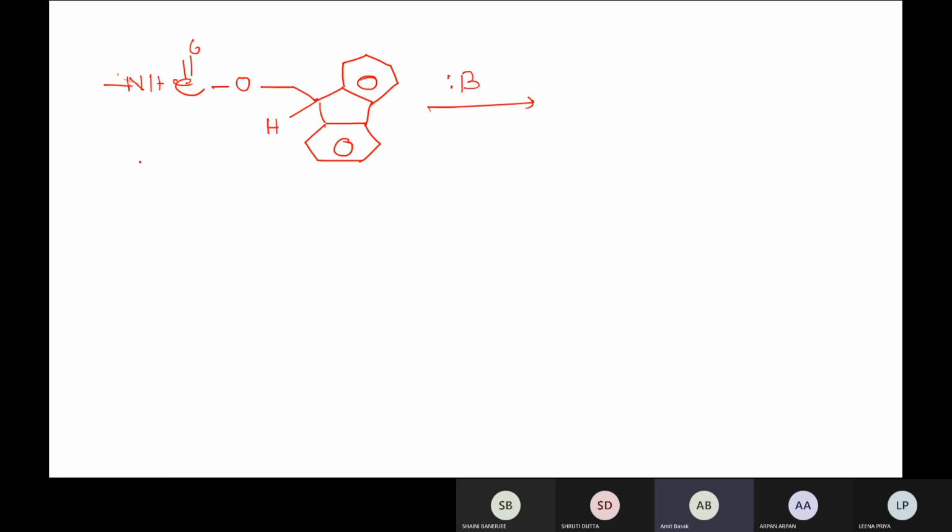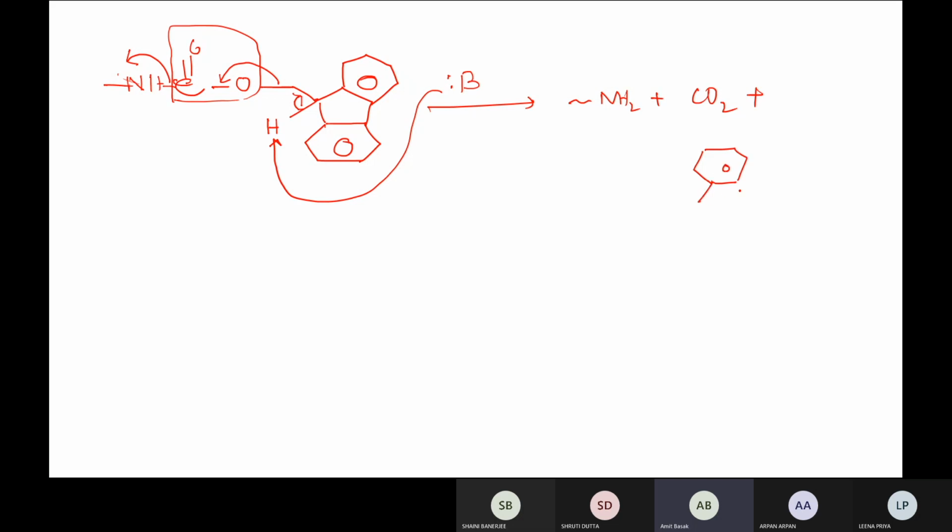Or what is the final? This comes as NH2, this comes as CO2, and this comes out as, because this is the base that takes this hydrogen out, pulls the hydrogen, that comes here, that goes there, and this takes up a hydrogen. So this is the mechanism. And the end product is the free amine plus CO2 plus this.